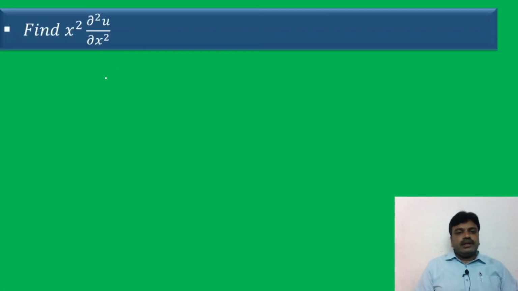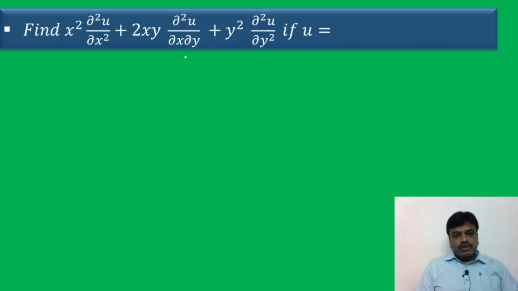Let us see another problem friends. Find x² ∂²u/∂x² plus 2xy ∂²u/∂x∂y plus y² ∂²u/∂y² if u is equal to (x² plus y²) whole power 1 by 3. This is also a 2019 problem friends. Let us see the solution.